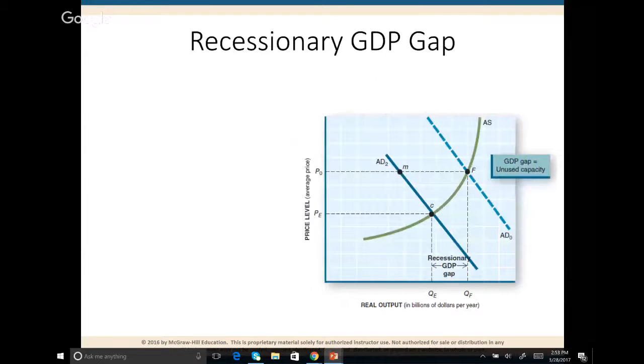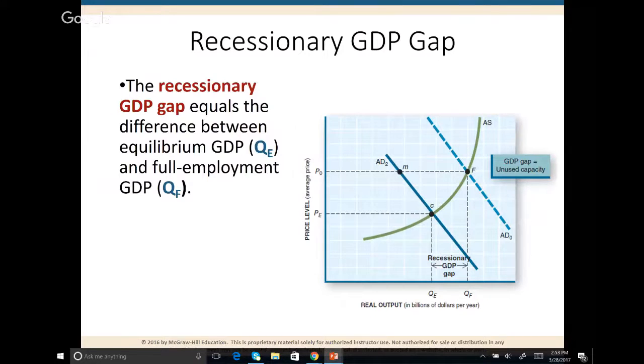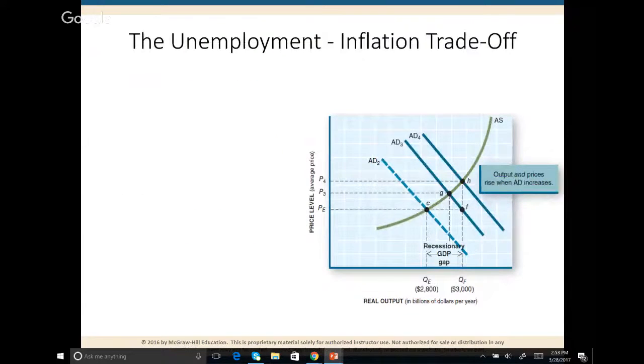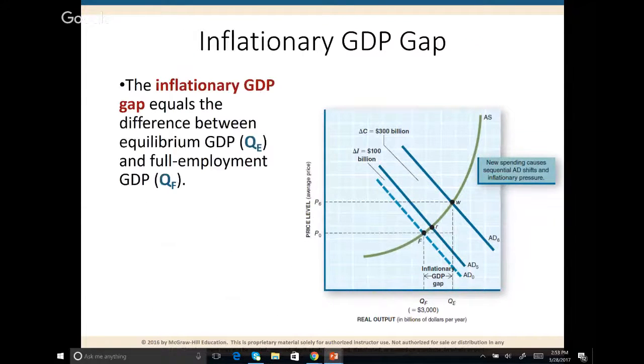All right, so again, a recessionary gap is anytime your aggregate demand level is to the left of your full employment output, and the difference between the production here is called a recessionary gap. And then the inflationary gap is the difference between your production that's to the right of your full employment production, and this difference here is called the inflationary gap.